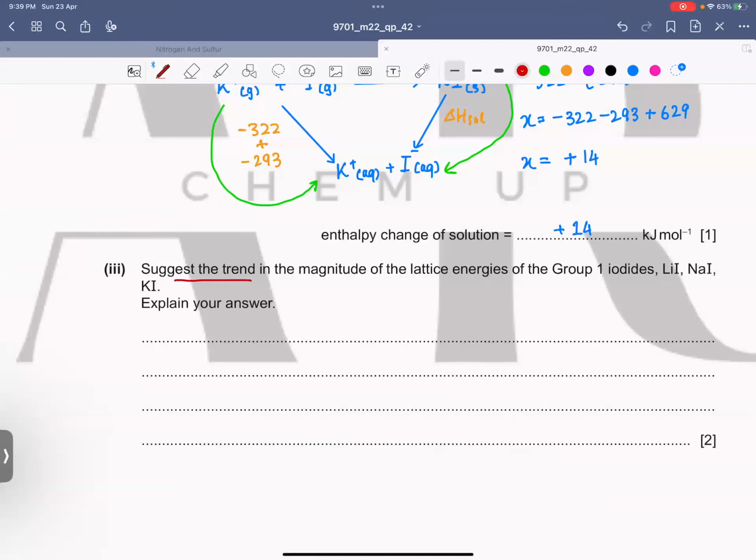Suggest the trend in the magnitude of lattice energies of group 1 iodides, lithium iodide, sodium iodide, and potassium iodide. Explain your answer. Okay, so we have the same negative ion, iodide.